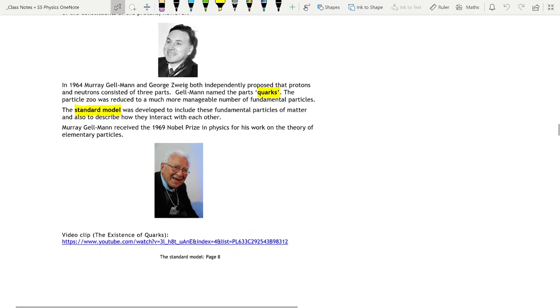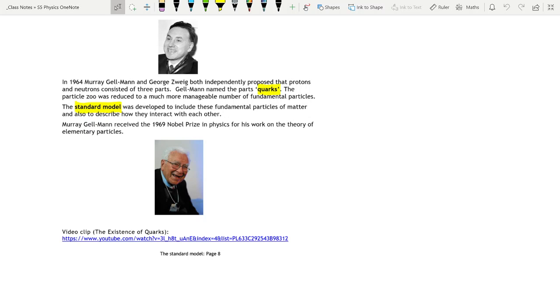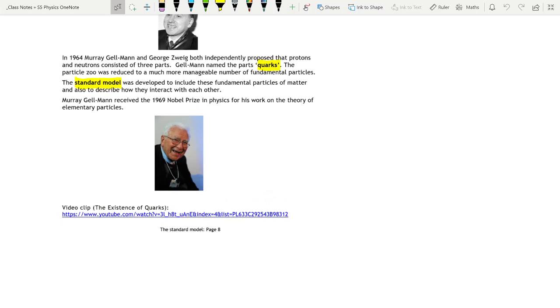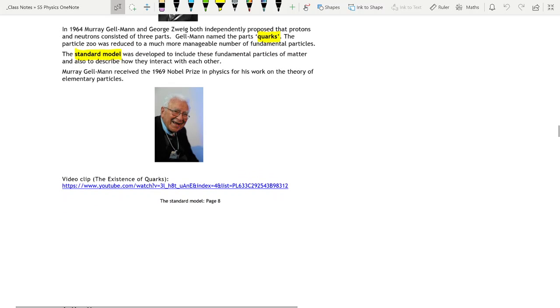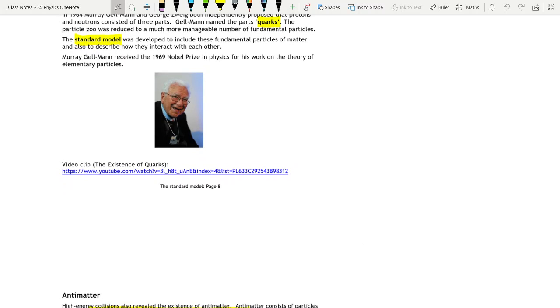And then in 1964, Murray Gell-Mann and George Zweig both independently proposed that protons and neutrons consisted of 3 parts. So basically what you can see is when you smash them together, you can see the effects of 3 different paths for each one. If you smash a neutron and a neutron together, you can see 3 paths coming out from where the neutrons were. They're not very long-lived, so you can't really see them themselves, but you can see what happened. So we call them quarks, and the particle theory was reduced to a much more manageable number of fundamental particles. And the Standard Model, which is what this booklet is about, was developed to include these fundamental particles of matter and to describe how they interact with each other.